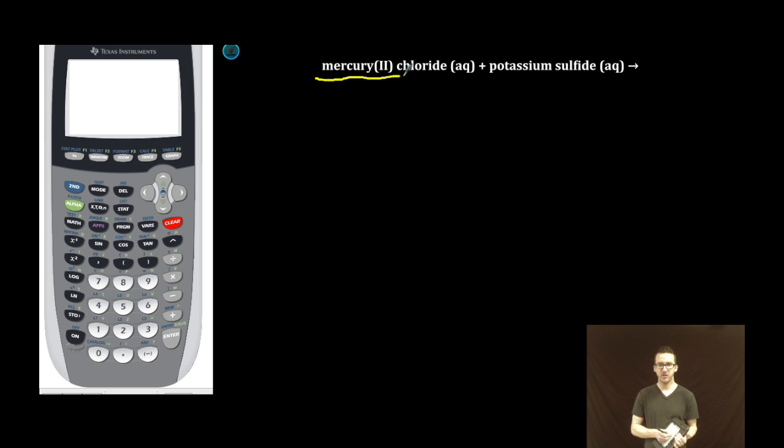Alright, so let's start off with mercury 2 chloride. Mercury got that funny symbol Hg, it's aqueous. We add to that a solution of aqueous potassium sulfide.